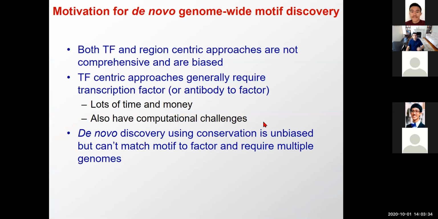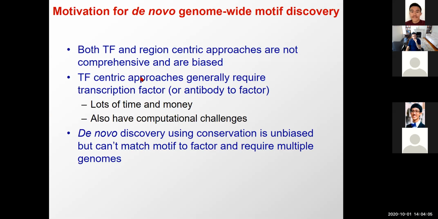So what is the motivation here? The motivation is that both the transcription factor centric and the region centric approaches are not comprehensive. They don't give you all of the motifs, they just give you the motifs that belong in this region with this group of genes that are co-regulated. So if I don't have the transcription factor, I will have no way of discovering the motif for that transcription factor. If I don't have the right co-regulated gene set, I might just never discover the motif that makes these genes be co-regulated.